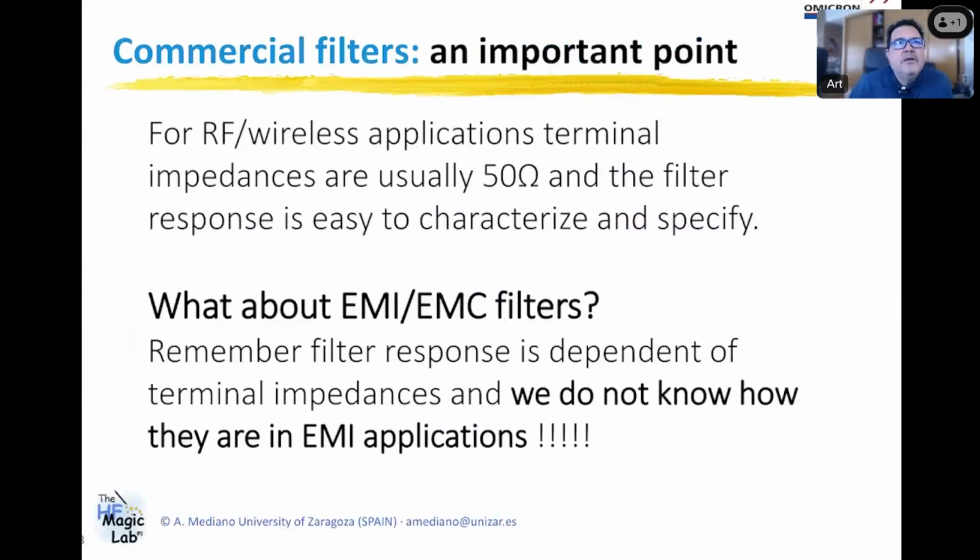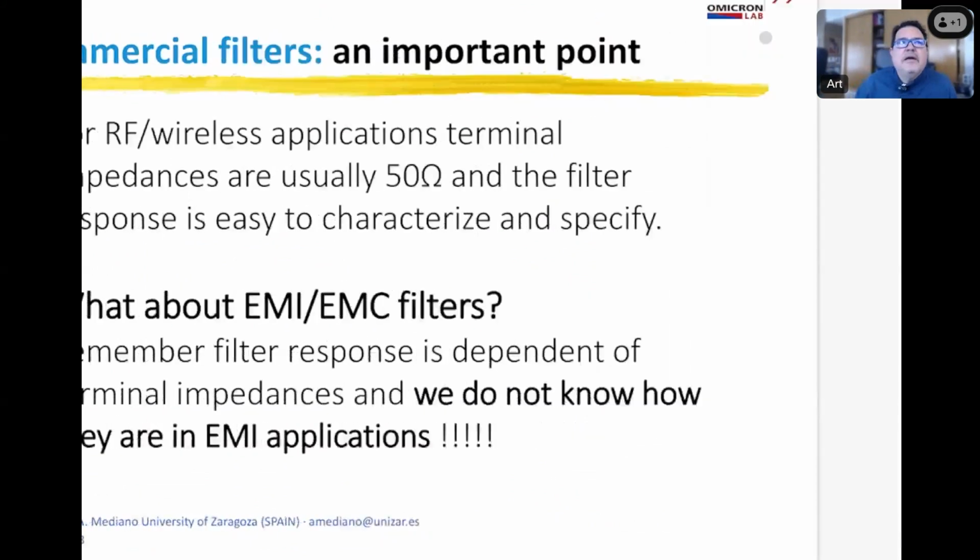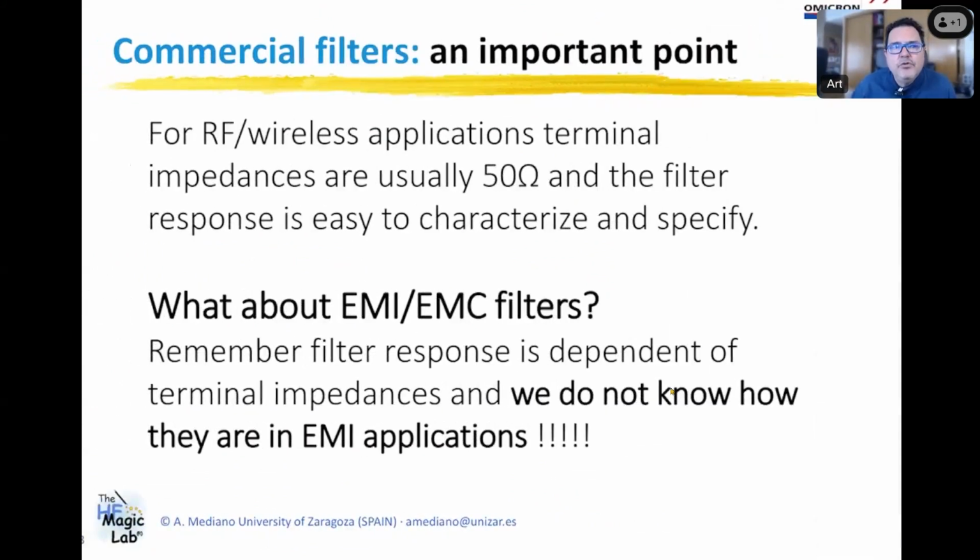So what happens when we are working with EMI and EMC filters? All the people that usually work with EMI and EMC filters know that it's not possible to work with 50 ohms termination. Usually terminations are unknown. So let's see with one example how we can understand the use of S parameters for EMI and EMC filters in a very fast way.